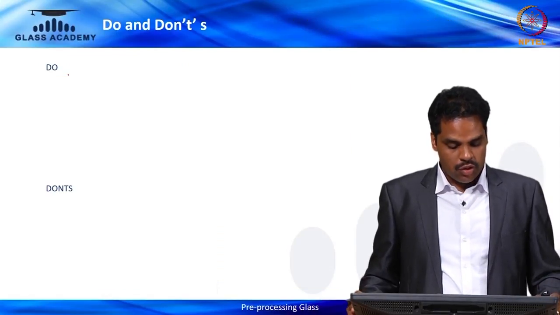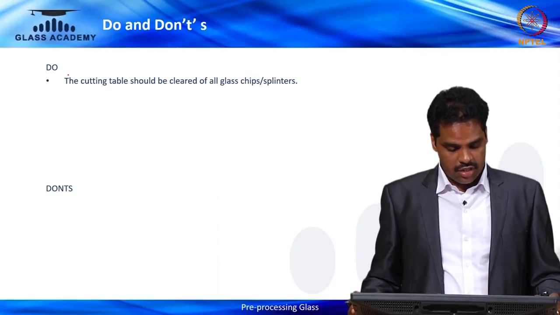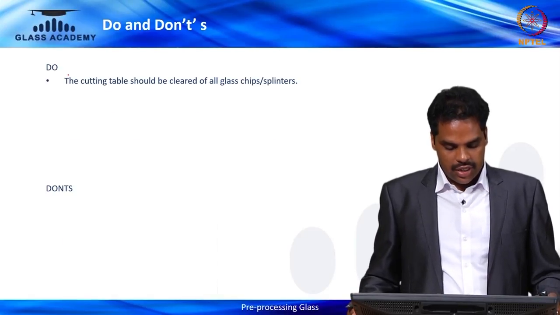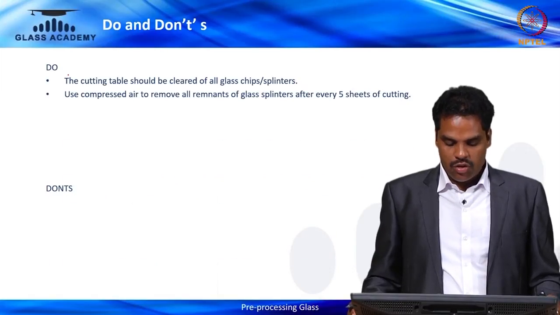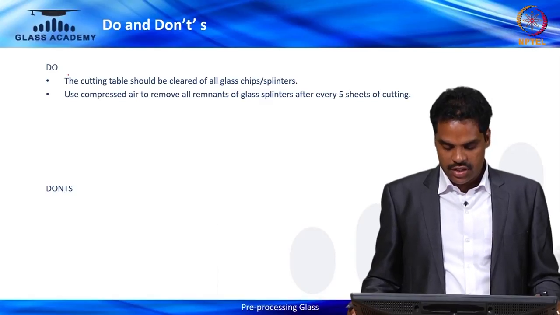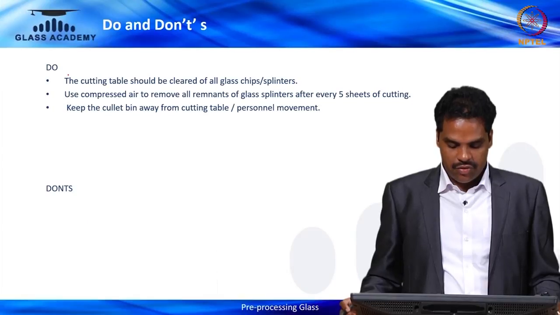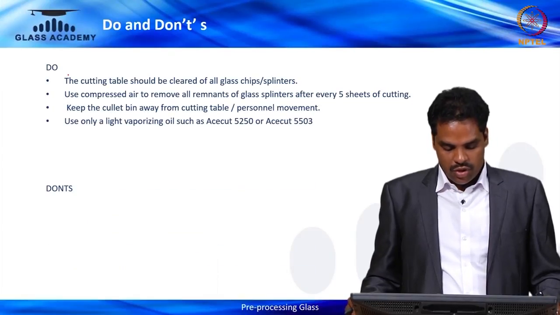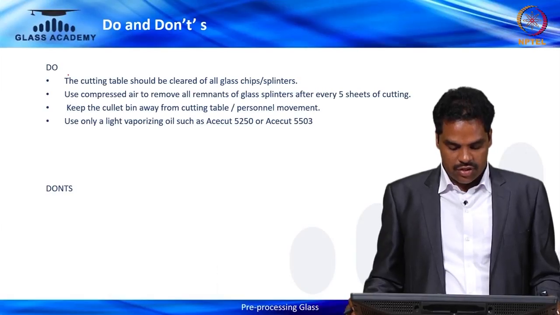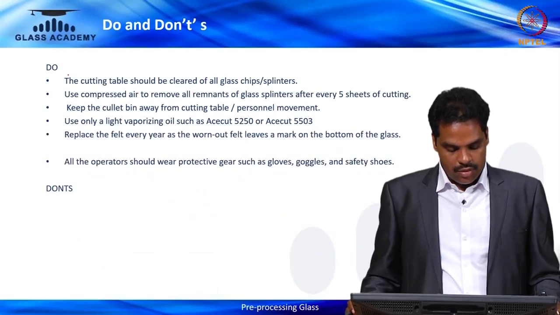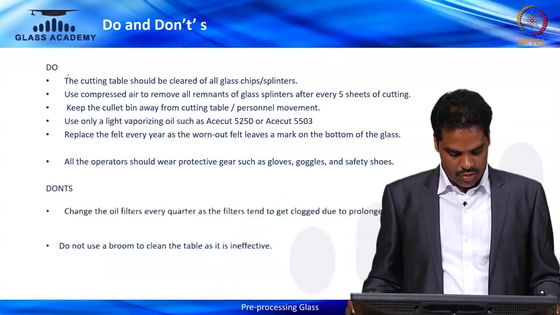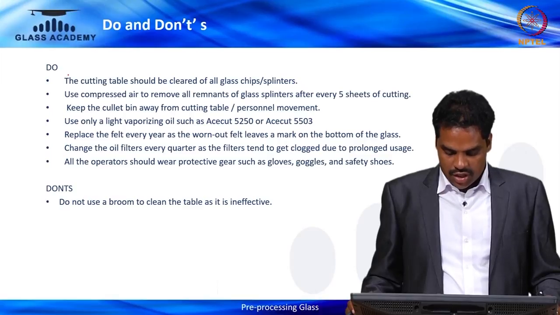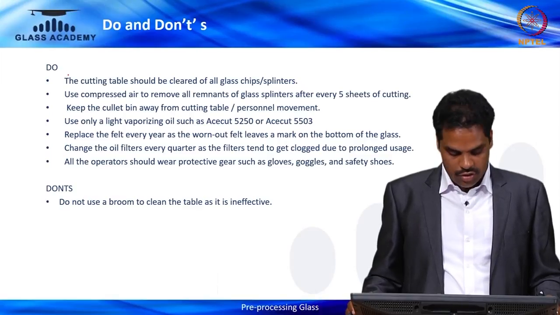And there are some dos and don'ts to be followed at the cutting section. So first we will see the dos. The cutting table should be cleared of all glass chips and splinters. Use compressed air to remove all remnants of glass splinters after every 5 sheets of cutting. Keep the cullet bin away from the cutting table and personnel movement. Use only a light vaporizing oil such as ASCAT 5250 or ASCAT 5503. Replace the felt every year, as a worn out felt leaves a mark on the bottom of the glass. All the operators should wear protective gear such as gloves, goggles and safety shoes, and change the oil filter every quarter, as the filter tends to get clogged due to prolonged usage.